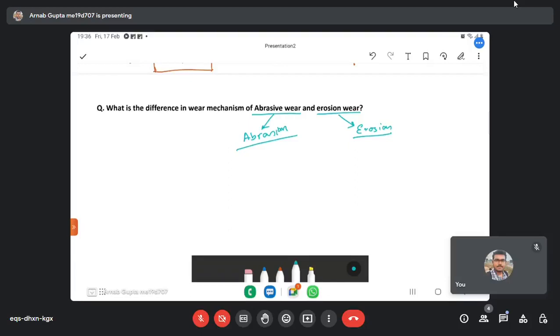What will be your answer to this? You can expect small questions like this in your exam also, if you're writing the exam on this particular course.